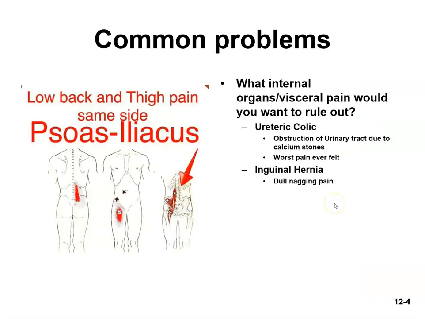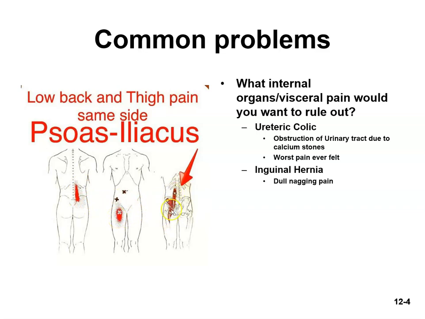Okay. Now, some common problems of low back and thigh. You get some referral patterns. Look at these referral patterns right here. So what internal organs, visceral pain would you want to rule out? So let's say somebody comes in as a patient has pain in their groin or pain in their back. You can't always assume that it's a muscle. It could be something else.